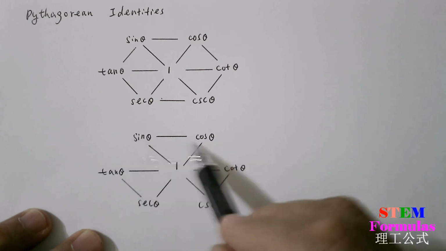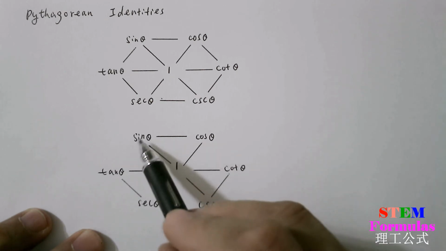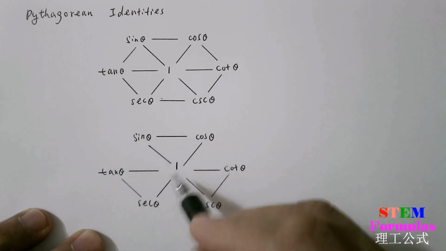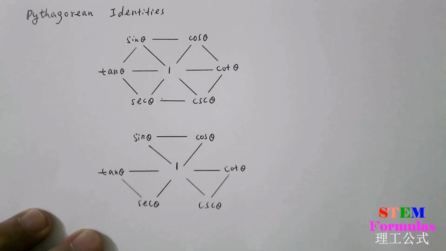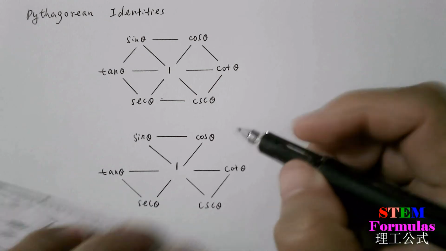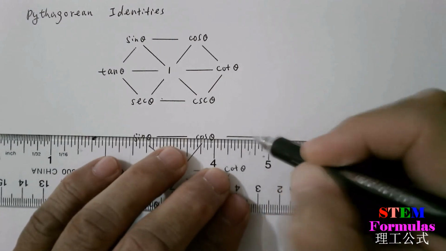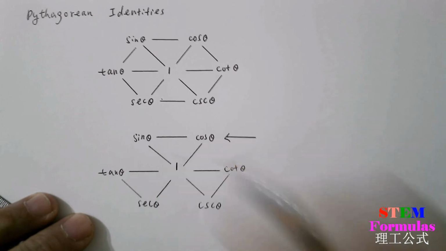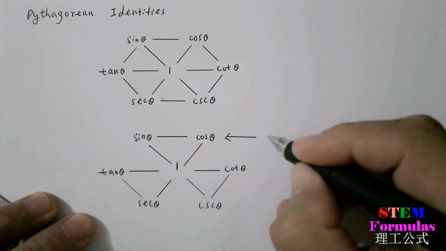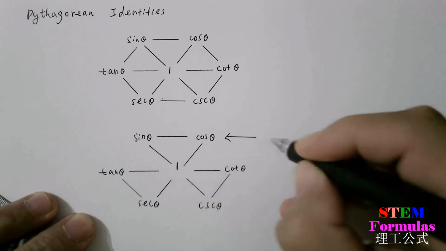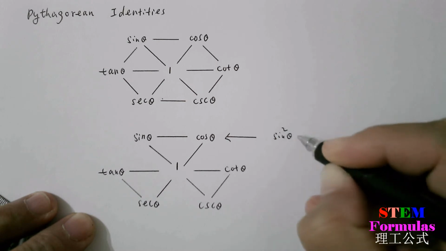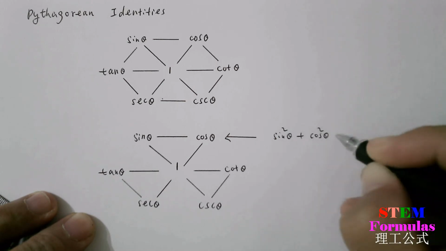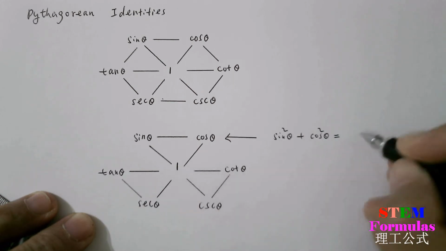The top square, then sum equal to bottom square. For example, this inverse triangle, we have this formula. For the top, this triangle, we have the sum of the squares on top equal to bottom square. So this one we have sine theta squared plus cosine theta squared equal to 1 squared equal to 1.